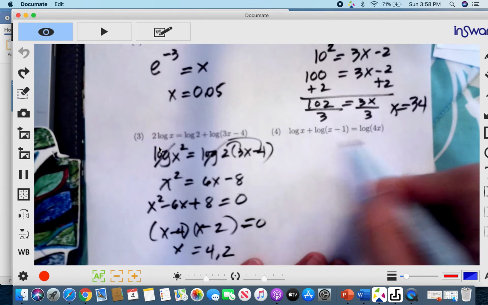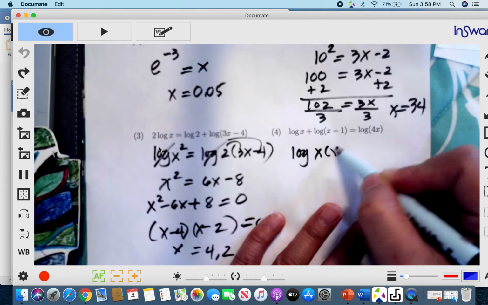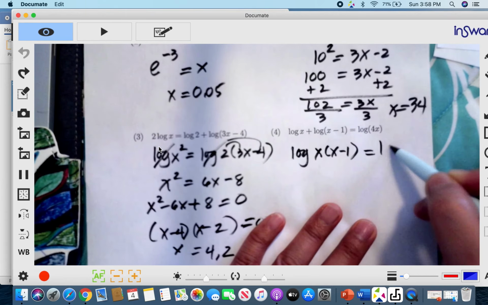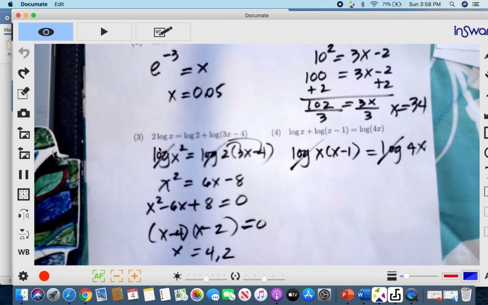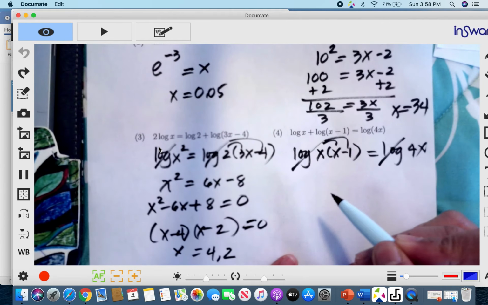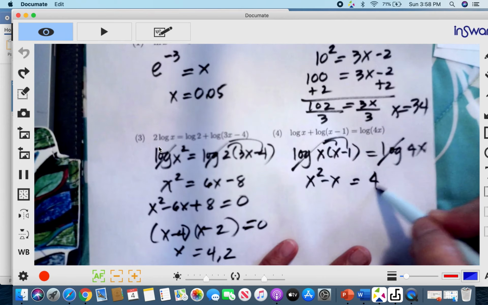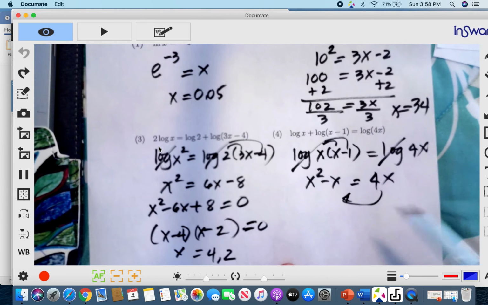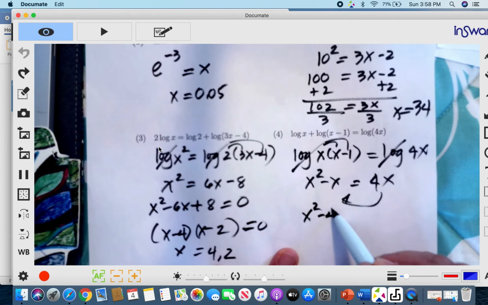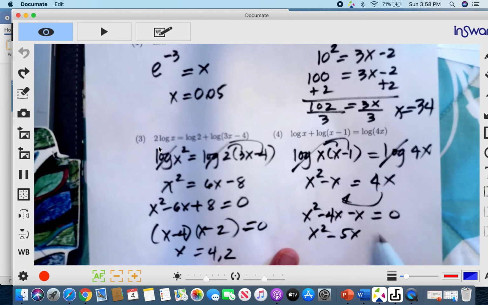For example, here, so this is addition. We need to multiply because in college, they might not allow you to use a calculator to solve things. So log of 4x, because we have logarithm on both sides, we can just cancel this out. So by distributing x, that is x squared minus x equals 4x. All right. Now, this situation will prompt us to move 4x. It becomes negative, equals 0. So you have x squared minus 5x equals 0.